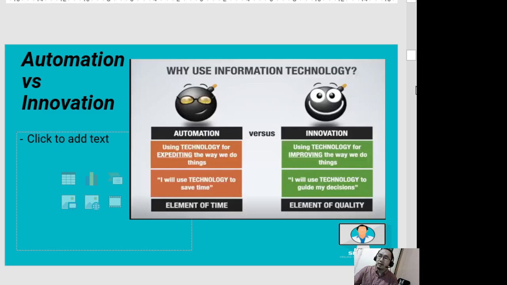One is expediting, making it fast. The other one is improving. When you say automation, you will use technology to save time. When you say innovation, you will use technology to guide your decisions. One is saving time, one is guiding decisions. One is on the element of time, and the other one is on the element of quality. When you say quality, you want better decisions that will lead to better outcomes. When you say element of time, you want to make things fast, save time, be efficient. So that is automation and innovation, the reasons for using information technology even in the field of nursing.